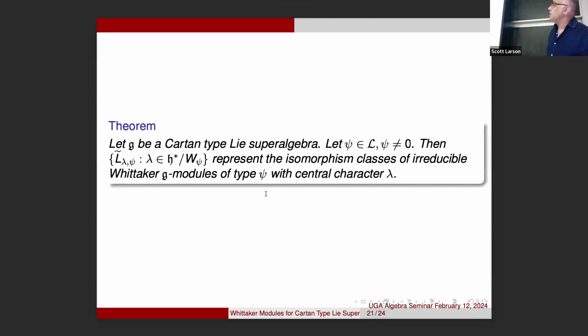Okay, so here is the main result. I have this for type 1, and this is Cartan type. Basically, I think psi should be non-singular here. So if you fix your psi, then the space L tilde of psi lambda, where lambda is in H, represents the isomorphism classes of all the irreducible Whittaker G modules of type psi with central character lambda.